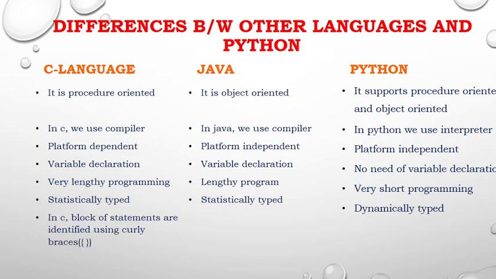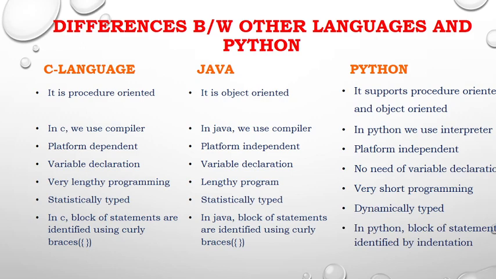And the main and most important difference is that to identify the block of statements in C or Java, we use curly braces. But coming to Python, there are no curly braces. We identify the block of statements by indentation. Indentation means we write the block of statements in a particular order, and using that indentation, we can identify the blocks of statements.